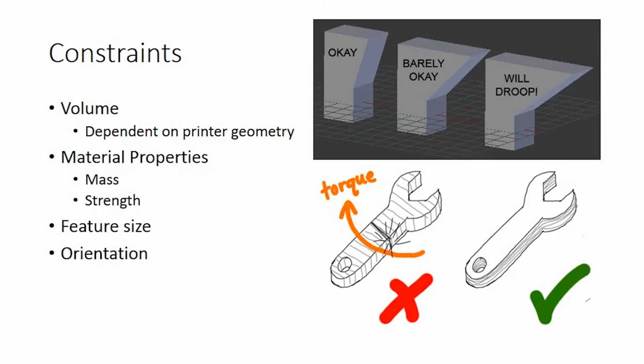But the idea is that you need to think about what your part is doing, like what function it serves, and try to visualize what the layer orientation needs to be in order to give you the best strength in your part. So are there any questions about that? All right, cool.